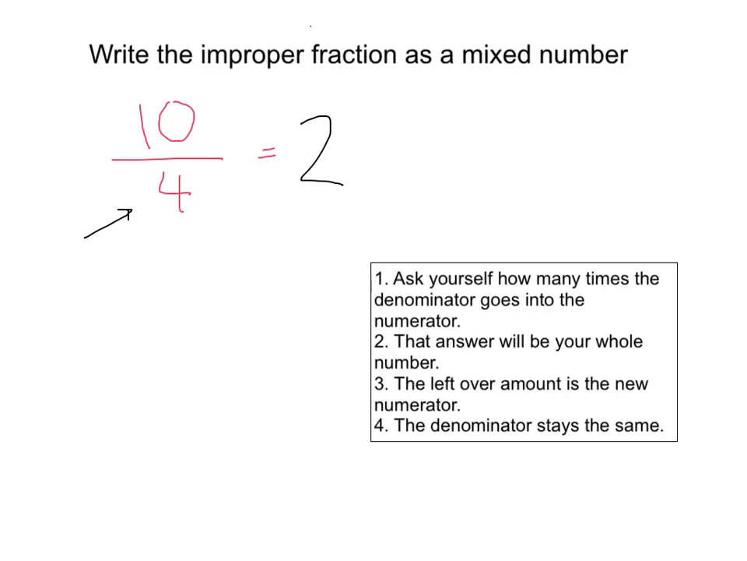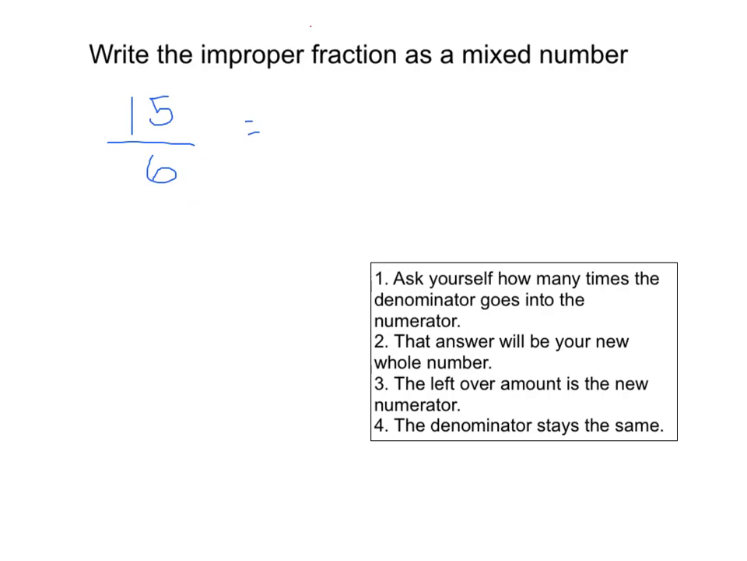So the difference between 8 and 10, or what number is left over, is going to be 2, and your denominator is going to stay the same, which is 4. So I know that the improper fraction 10/4 equals the mixed number 2 2/4.